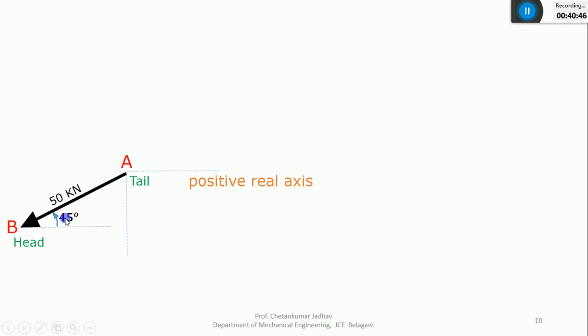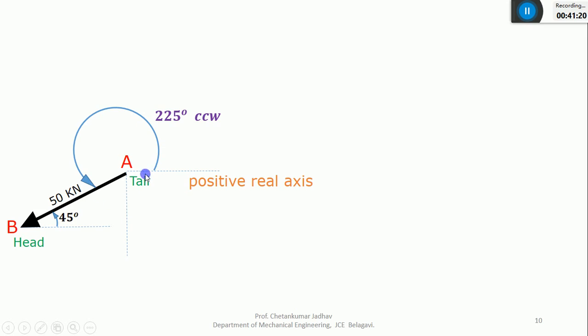225, right? So it means this is 45, and this is also 45. So this is total 180 plus 45, 225. So I got the angle, that is 225. I'm not going to consider this angle, because it is with respect to the head of the vector. But as per the rules, I need to calculate from the tail, with respect to the positive real axis. So this will be 225.